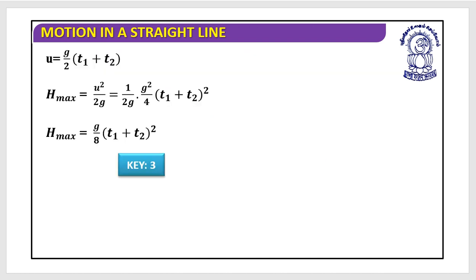So when I write this, what I can have is u is equal to g by 2 into bracket t1 plus t2. I know that h max is equal to u square by 2g. So let's replace the value. It's 1 by 2g multiplied by the square of u, which is g square by 4 into bracket t1 plus t2 whole square. This is 2g, this is 4. One of the g can be cut down, and 2 4s are 8. So this is g by 8 into bracket t1 plus t2 whole square.